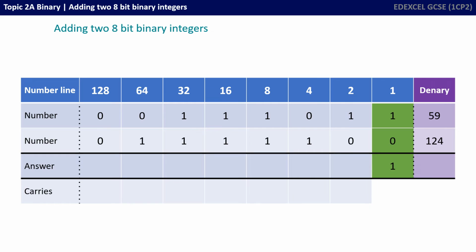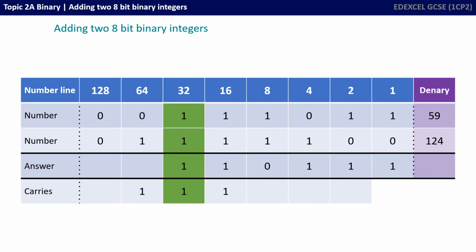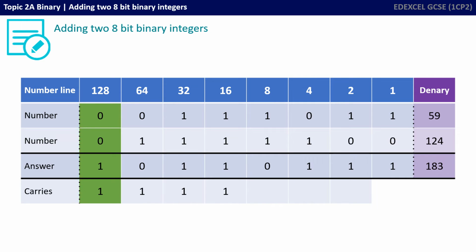So a 1 and 0 is a 1, a 1 and 0 is a 1, a 0 and 1 is a 1, a 1 and 1 is 0, carry a 1. 1, 1 and the carry 1 is 1, carry the 1. Again, 1, 1 and a carry 1 is a 1, carry the 1. A 0, 1 and the carry 1 is 0, carry the 1, and finally the 0, 0 and a carry 1 is 1. So our binary answer is 1, 0, 1, 1, 0, 1, 1, 1, which is 183.